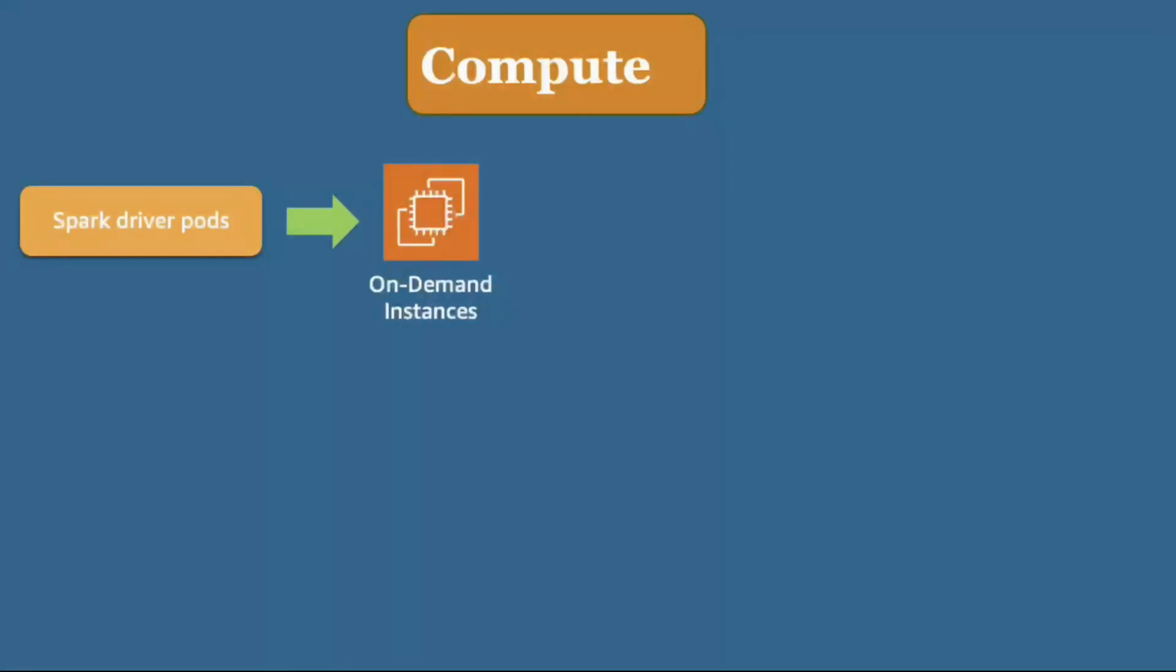Then comes the compute, which is also a very important design criterion when it comes to running Spark workloads. It's always recommended to run the Spark driver pods on on-demand EC2 machines because the driver pod needs to be running all the time throughout the job execution. And apart from on-demand, you can also leverage reserved instances, which can provide further cost savings of up to 72% on top of the on-demand pricing.